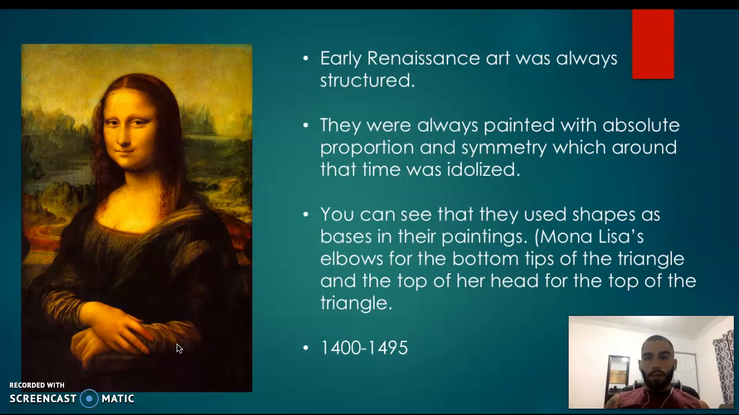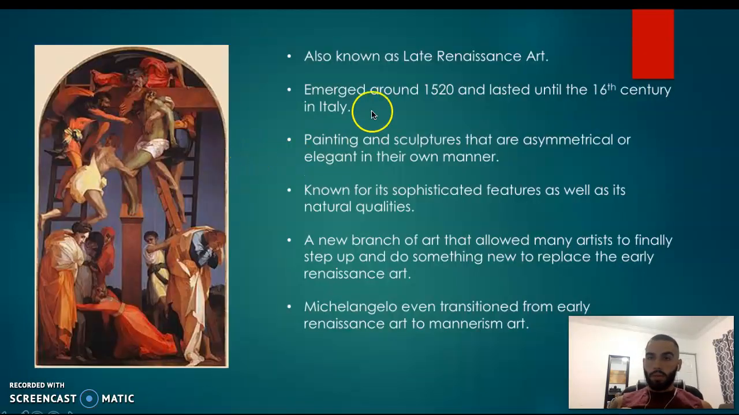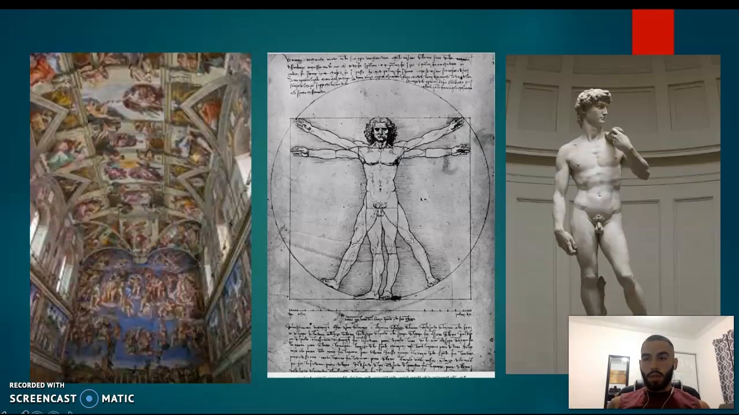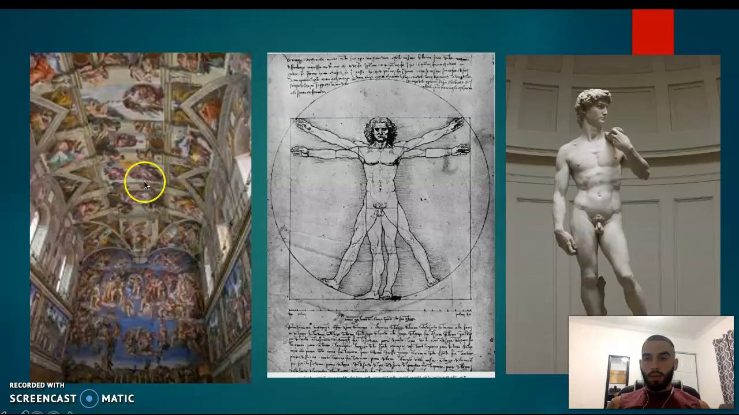Many more paintings of early Renaissance include the Sistine Chapel by Michelangelo, which is this one right here. This picture is not too good in quality, but I'm pretty sure a lot of people do know this piece, and you could see all the symmetry, all the lines, all the shapes, all the different bodies that you have. It's very sophisticated and very nice.